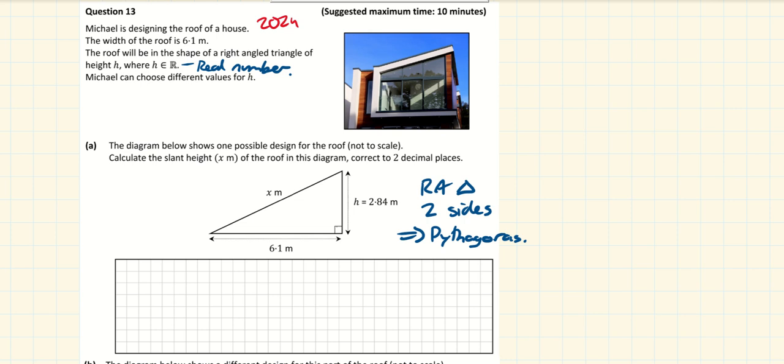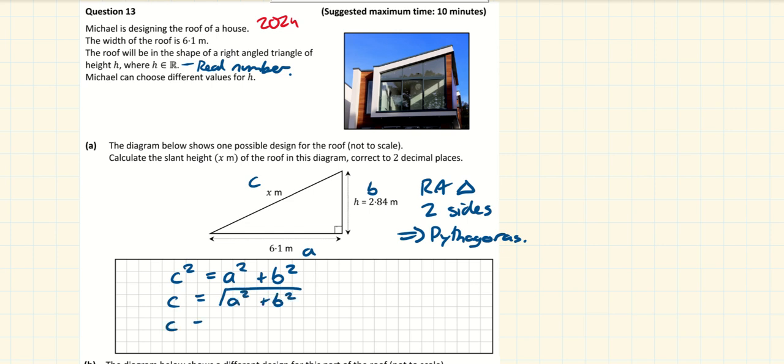With two sides, you're going to be using Pythagoras. So if you remember, Pythagoras' theorem is c squared equals a squared plus b squared. So the right angle triangle, the length of the hypotenuse squared is equal to the length of the two sides squared. So in practice, that means c equals the square root of a squared plus b squared.